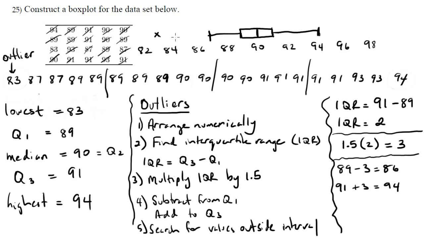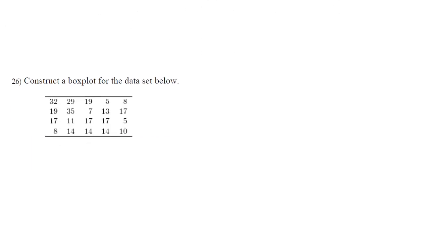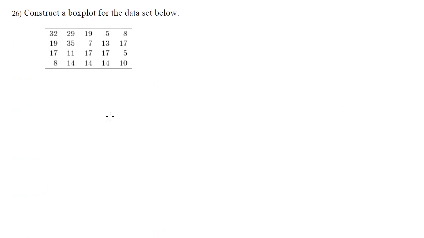Okay, so we're going to do the same process for number 25. Identify the 5-number summary here. Identify the outliers and draw the box plot, if any. Sometimes there are no outliers, right? But identify the outliers and then draw the box plot. 26. First things first, arrange the values numerically.